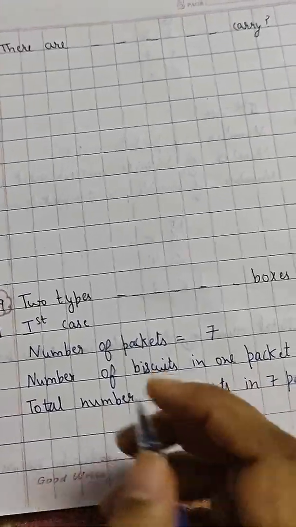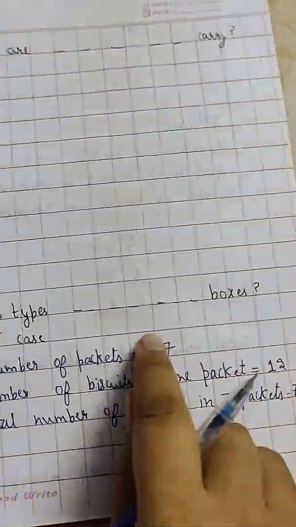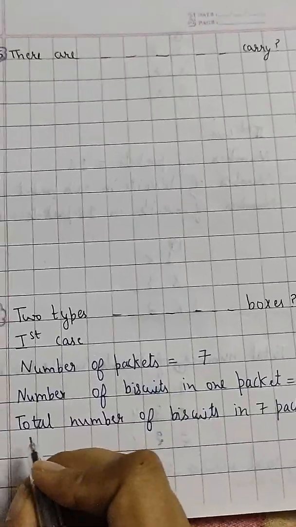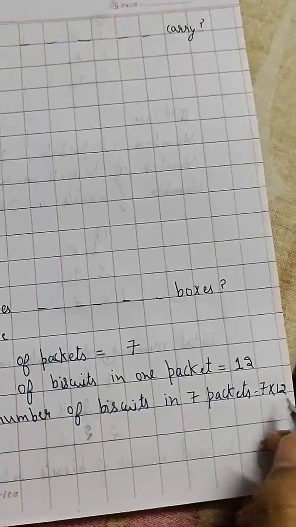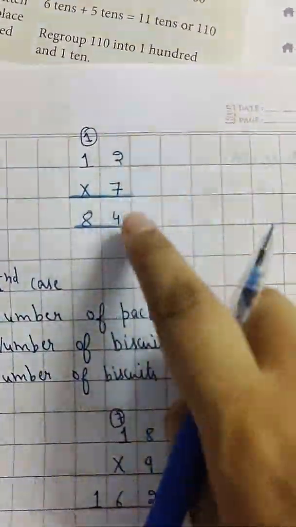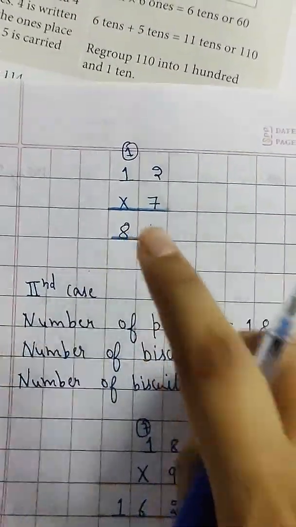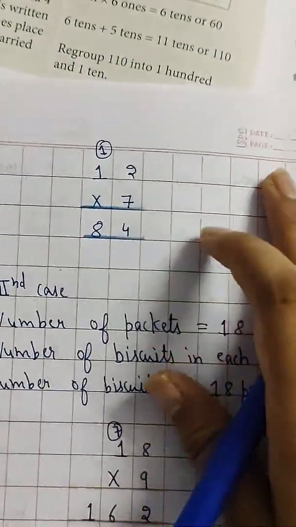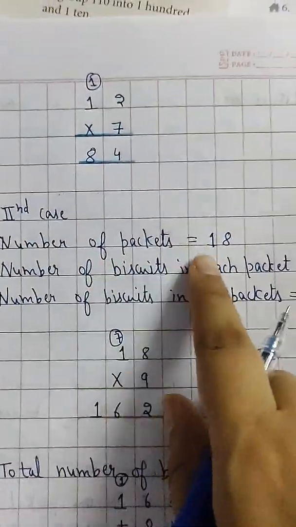Firstly, we are tackling the first line. Number of biscuits in one packet is 12. Here the 7 packets have 12 biscuits in one packet. Now firstly you have to find the total number of biscuits in 7 packets. So 7 multiplied by 12. 7 2s are 14, 4 down, 1 up; 7 1s are 7, plus 1 is 8. So 84 is the total number of biscuits in 7 packets in the first case. The first box has 84 biscuits. Next, second case: number of packets is 18.